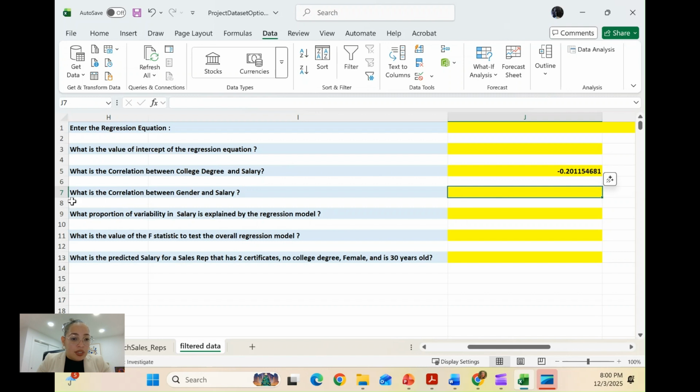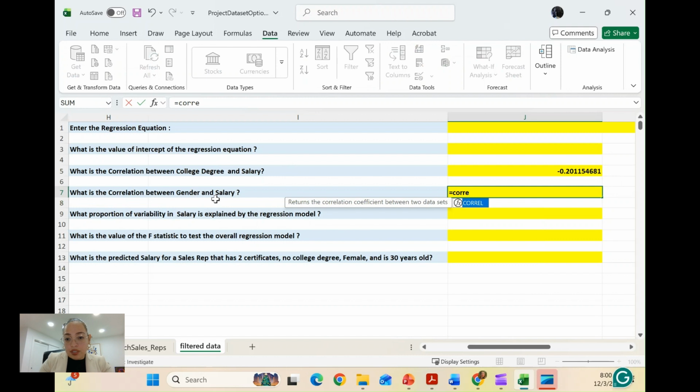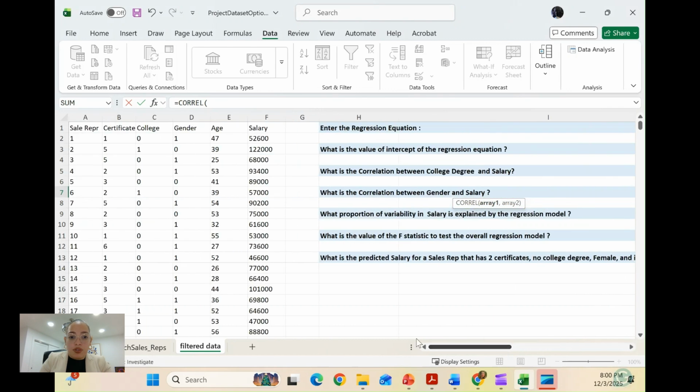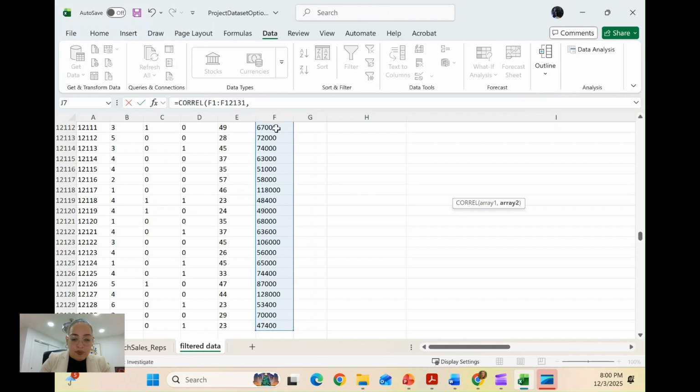The other question, what is the correlation between gender and salary? So let's find the correlation. The process is the same. We use the Excel formula CORREL, and then we use our Y, and then our X.